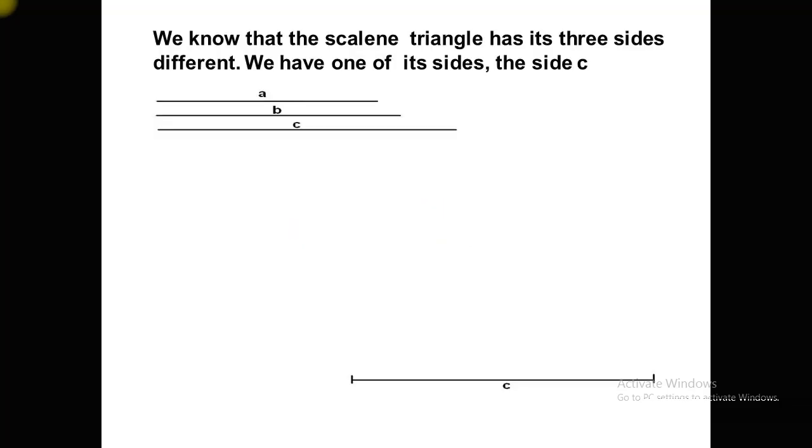We know that the scalene triangle has its three sides different. We have one of its sides, for example, the side C. For example, in this data, one side C is given. The length of side C, suppose, is given. So take the base according to the measurement of side C. So this side C will be the base for the scalene triangle.